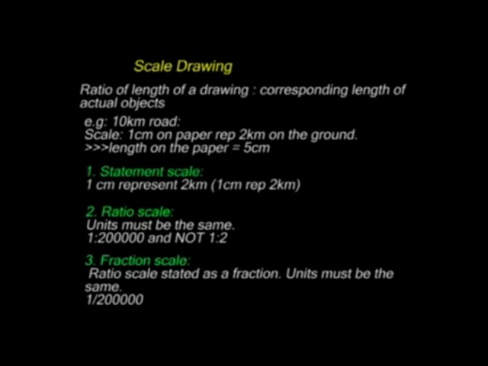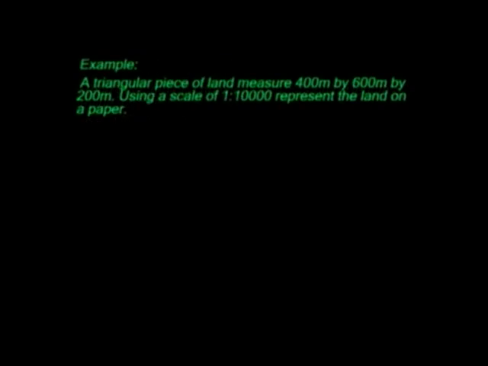Let's take an example. A triangular piece of land measures 400 meters by 600 meters by 200 meters. Using a scale of 1 to 10,000, represent this land on a piece of paper. So in my case, I'm going to represent that on my screen. Now from the scale given, 1 centimeter represents 10,000 centimeters, or simply 100 meters.